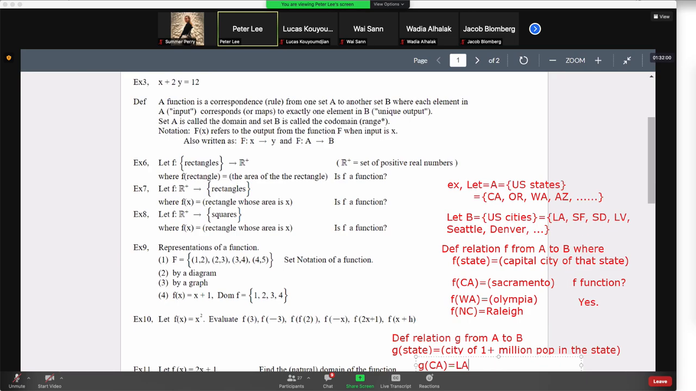So is that a function? My question is, is G a function? Yes, but note that for G of California, is there any other city which has more than 1 million population? San Diego. So it's not a function. We have one other city with more than 1 million population, and then San Francisco definitely has more than 1 million too. Sacramento and other large cities, I'm not sure, but these definitely have more than 1 million population.